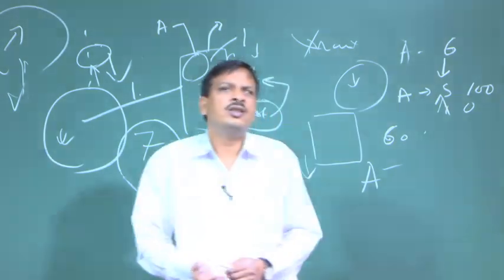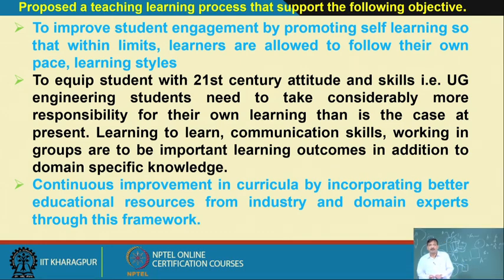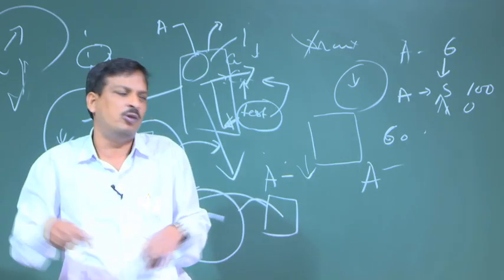Next question. Propose a teaching learning process. We want to develop a teaching learning process and curricula. This is my dream that will support these objectives. First objective: to improve student engagement by promoting safe learning, so that within limits learners are allowed to follow their own pace and learning style. I will describe this in the next class when we discuss the framework.